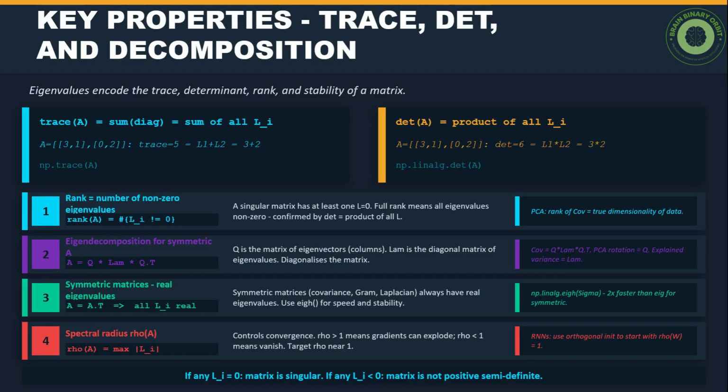2 critical connections. First, trace equals sum of eigenvalues. Determinant equals product of eigenvalues. For our matrix, trace equals 3 plus 2 equals 5. Determinant equals 6 equals 3 times 2. If any eigenvalue is 0, the determinant is 0 and the matrix is singular, connecting video 11 to video 12.